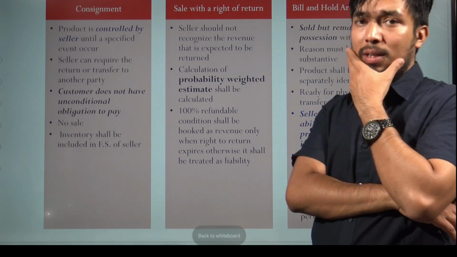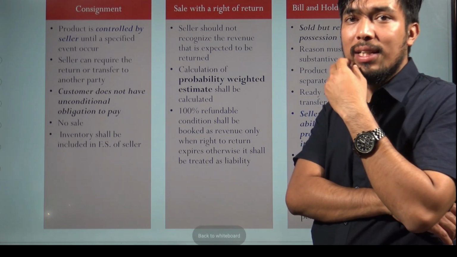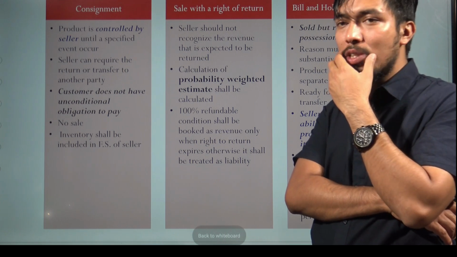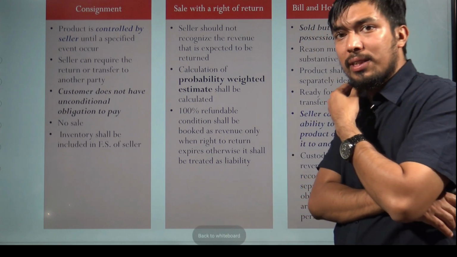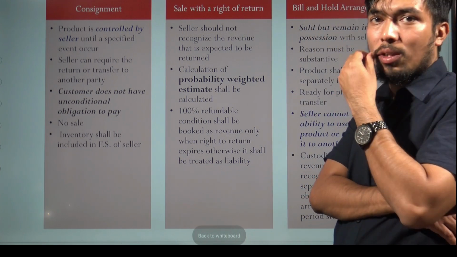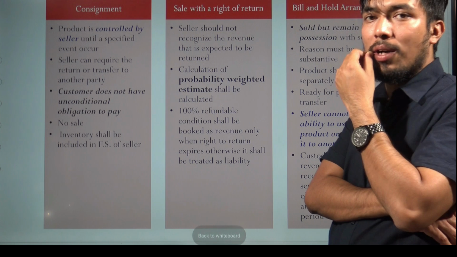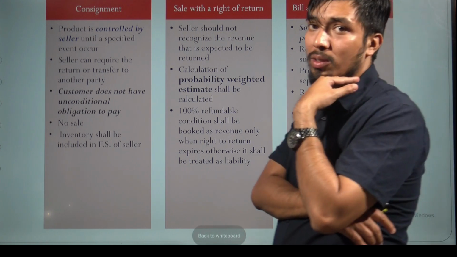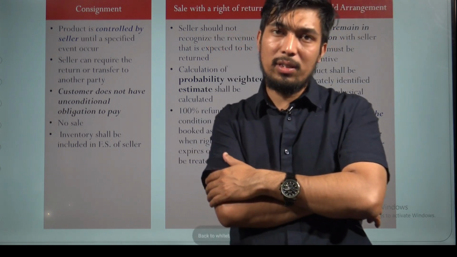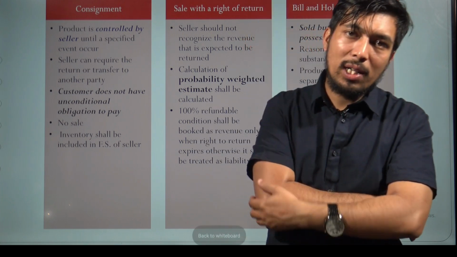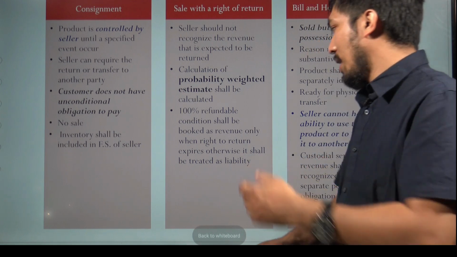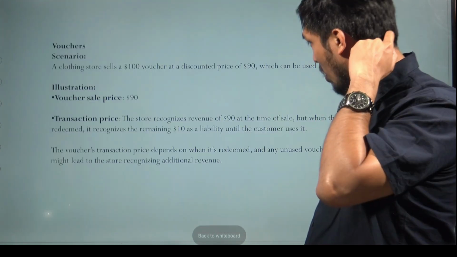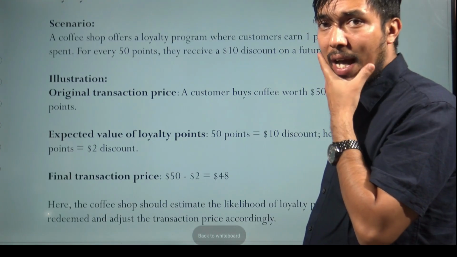So if there is a refundability of less than 100%, then we should calculate the weighted probability estimate, that is, what percentage based on the past data will return the goods, and we have to adjust that probability of a refund within the transaction price, and only we can recognize that adjusted price as revenue, like we have discussed in the earlier part of the video in IFRS 15.